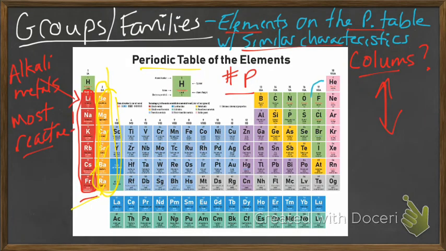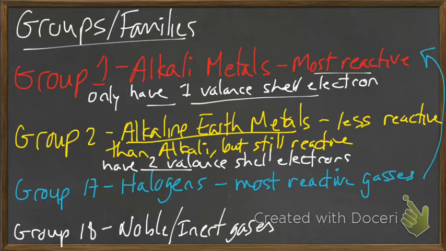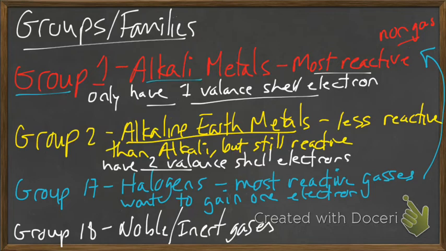Group 17, all the way on the other side, these are called halogens. These are the most reactive non-gases. They are pretty much the opposite to the alkali metals because they want to gain 1 electron. So while group 1, the alkali metals, want to lose 1 electron, they want to be plus 1, these guys want to gain 1 electron.